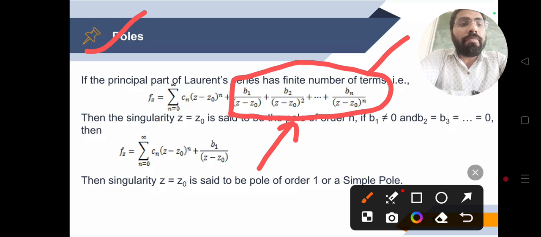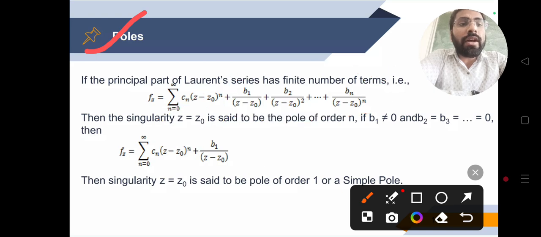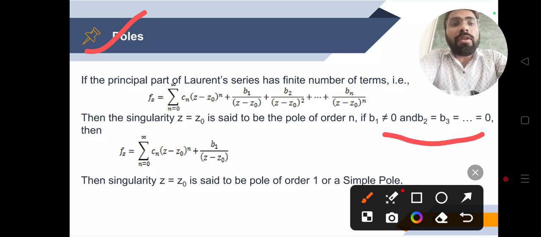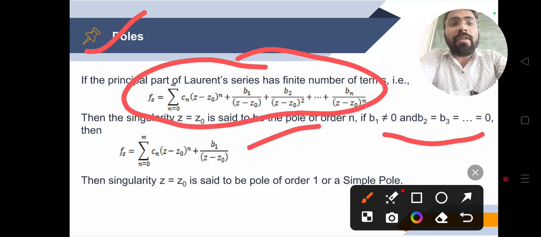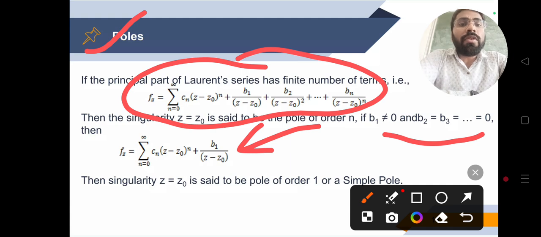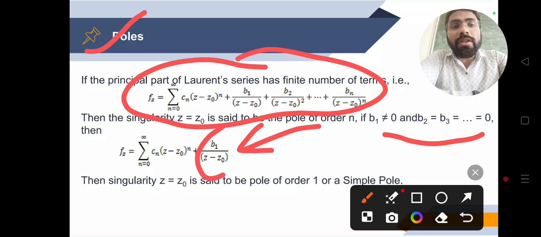If you put b1 non-zero and other points b2, b3 up to bn equals to 0, so this expansion can be written as of the form summation c n, z minus z0 to the power n plus b1 upon z minus z0, and here z is equal to z0 is pole of order 1.